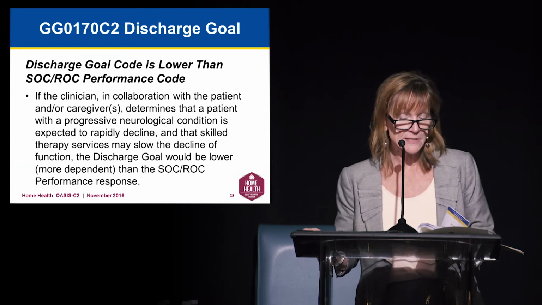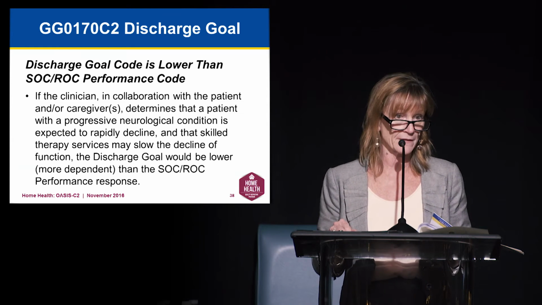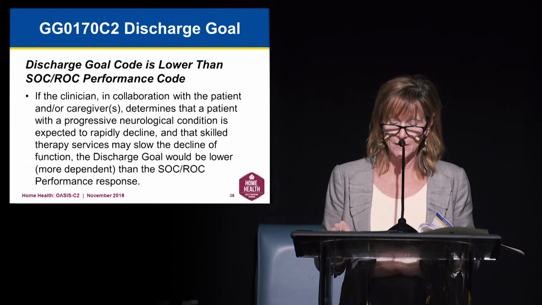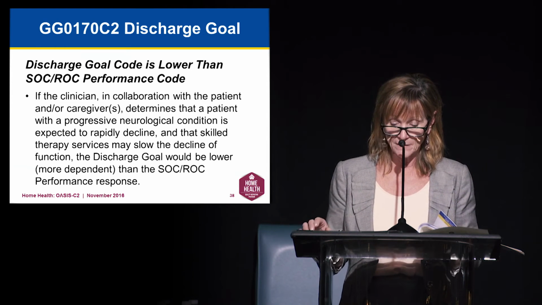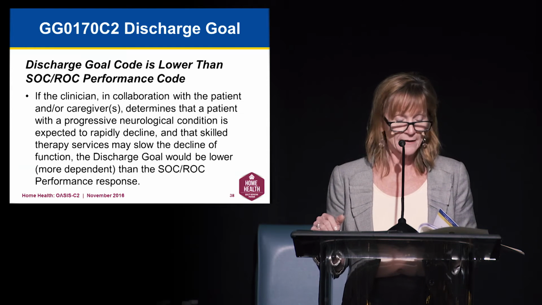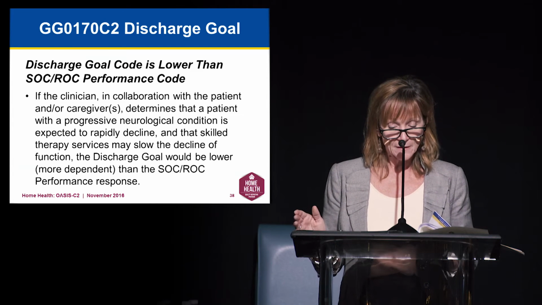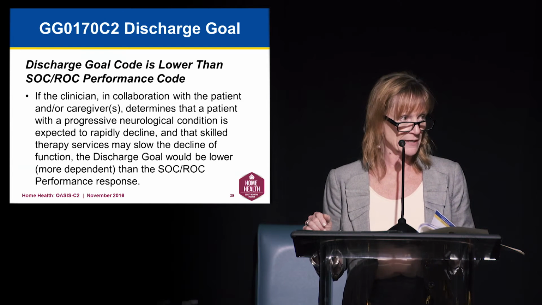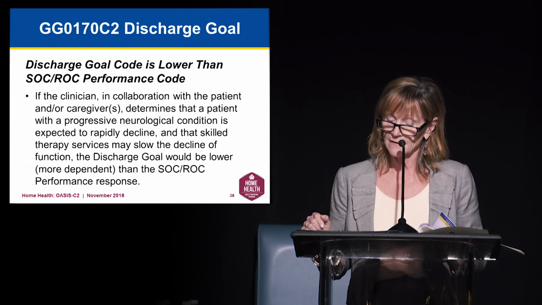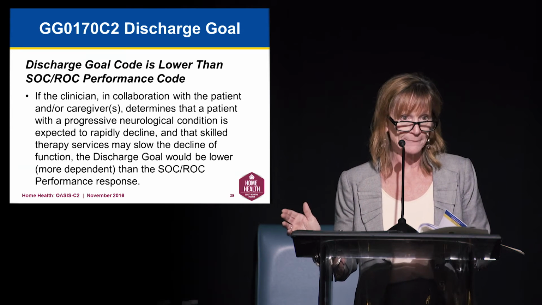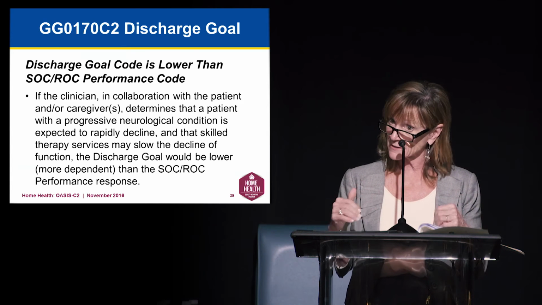And there are some instances where, unfortunately, a patient's discharge goal would be lower than the SOC/ROC performance code. This would be when the caregiver, the family, and other members determine that the patient has a progressive neurological dysfunction, a condition where the patient would be expected to rapidly decline. In that instance, we would be providing skilled therapy services, skilled nursing services, possibly to slow that decline.